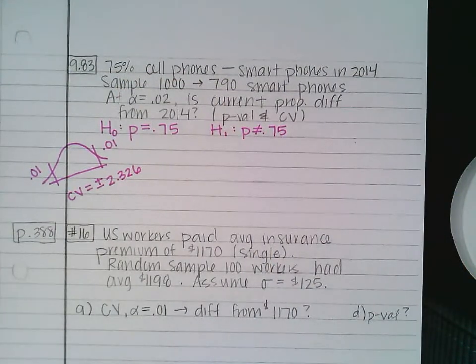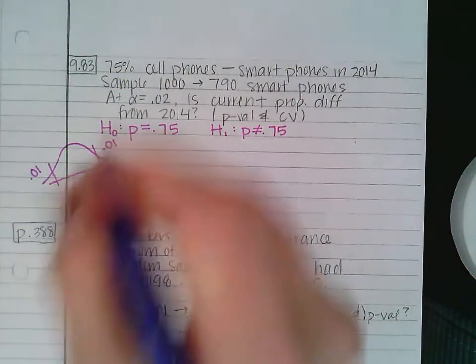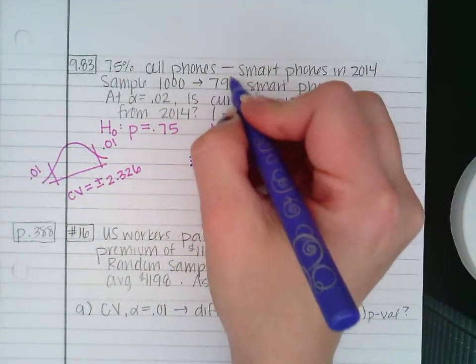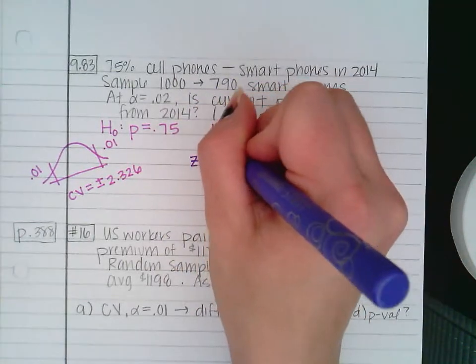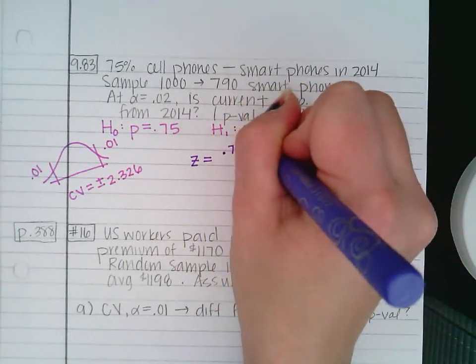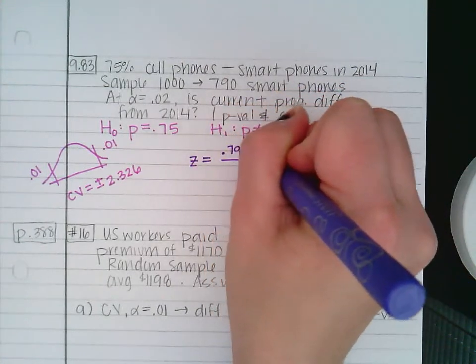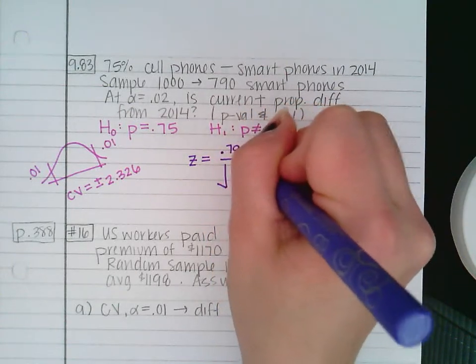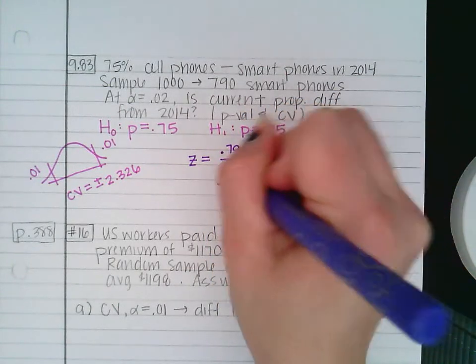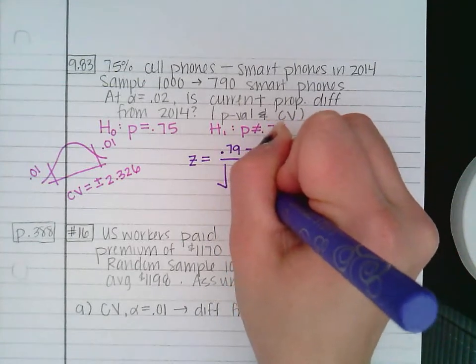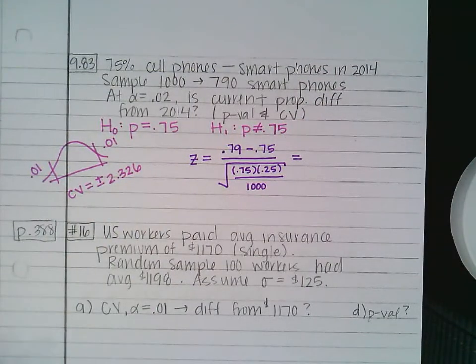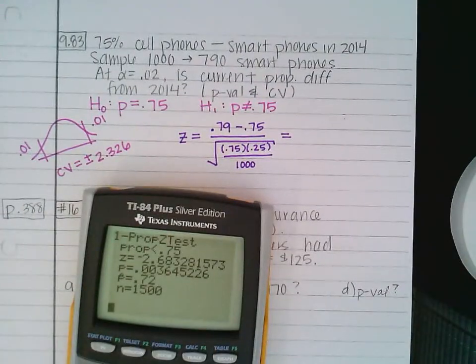Okay. All right, let's go ahead and find our Z here. So Z must be equal to, well, 790 out of 1,000 would be 0.79 minus 0.75 all over the square root of 0.75 times 0.25 all over n. All right, let's go ahead and figure this out.